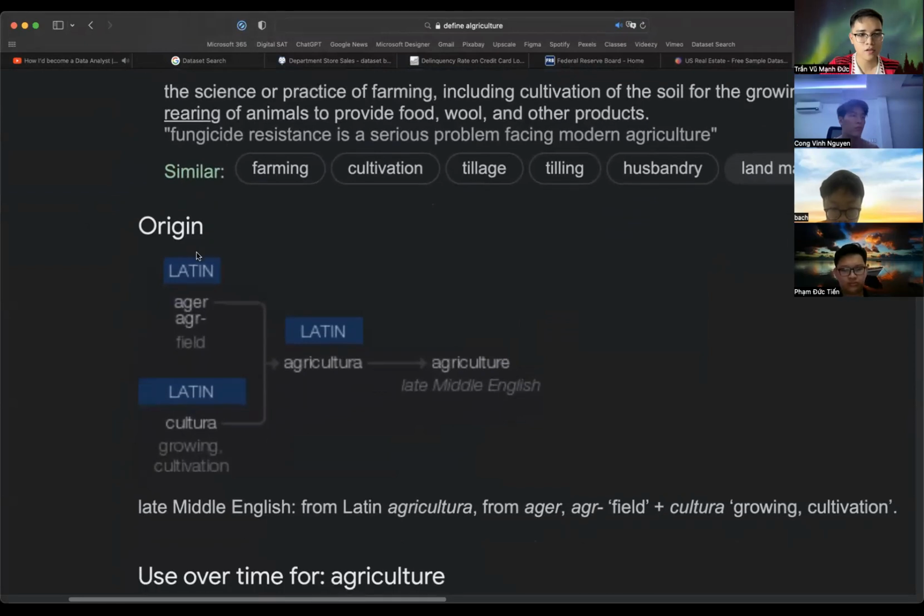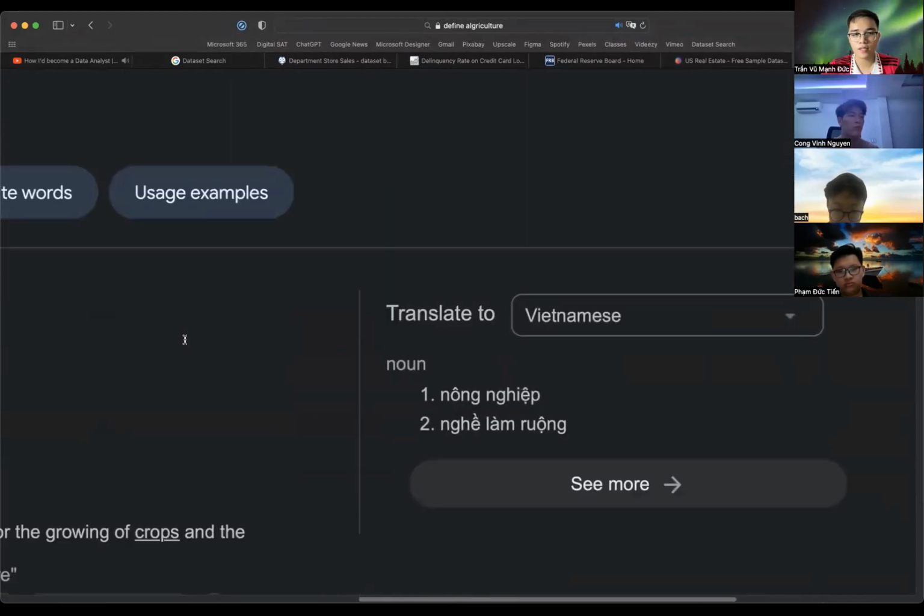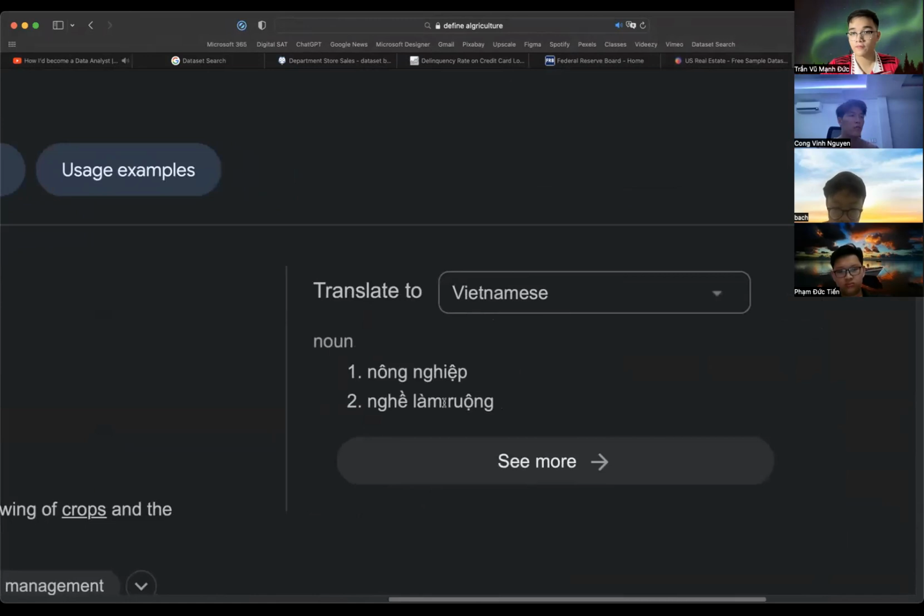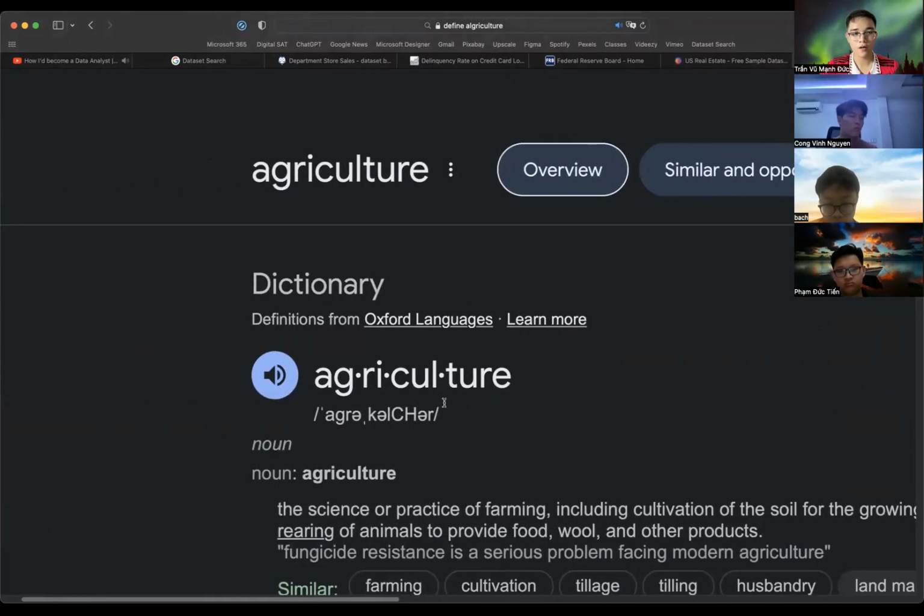You can see that English is not just one word, it's the combination of many words. Agriculture, agri and culture is cultivation, agri is field, about something nature. So agriculture is like growing in a field, and in Vietnamese it will be like this. Okay, that's how you're going to learn new words from now on.